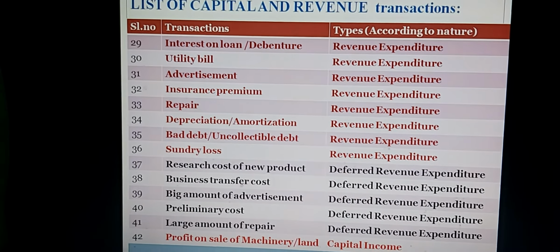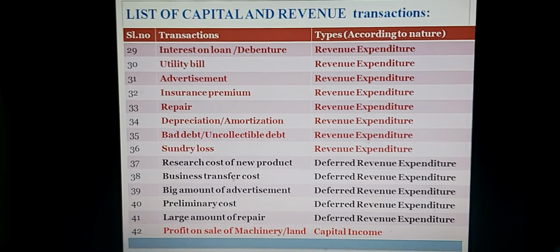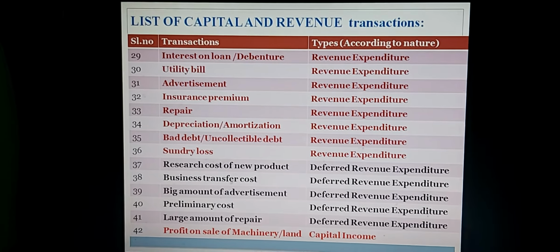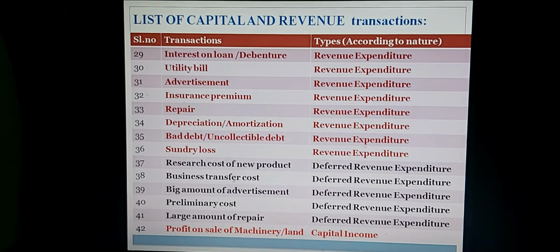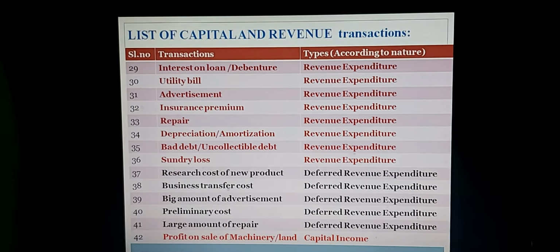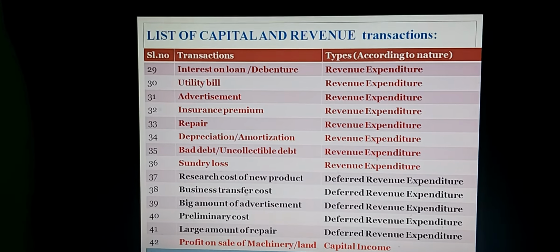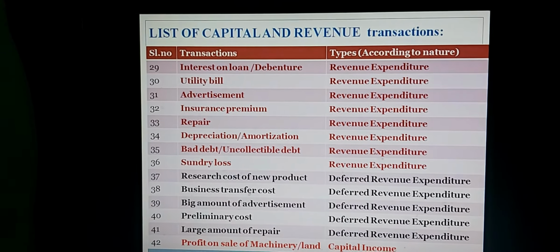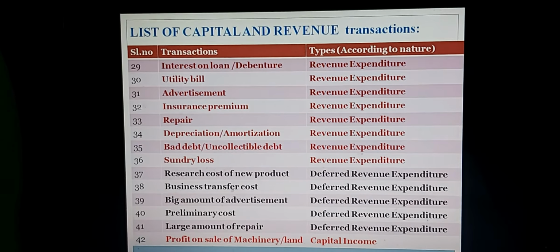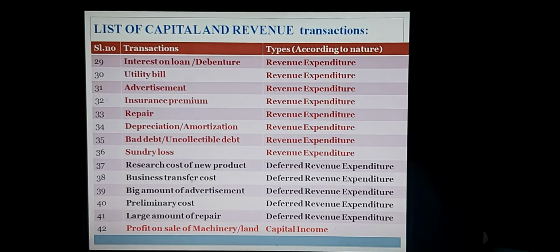Okay, now we can go to number 37, research cost of new product. Dear students, we have already said that the amounts related to deferred revenue expenditure are research cost, business transfer cost, big amount of advertisement, preliminary cost, and large amount of repair expenses to fixed assets. These items are related only to deferred revenue expenditure in your textbook.